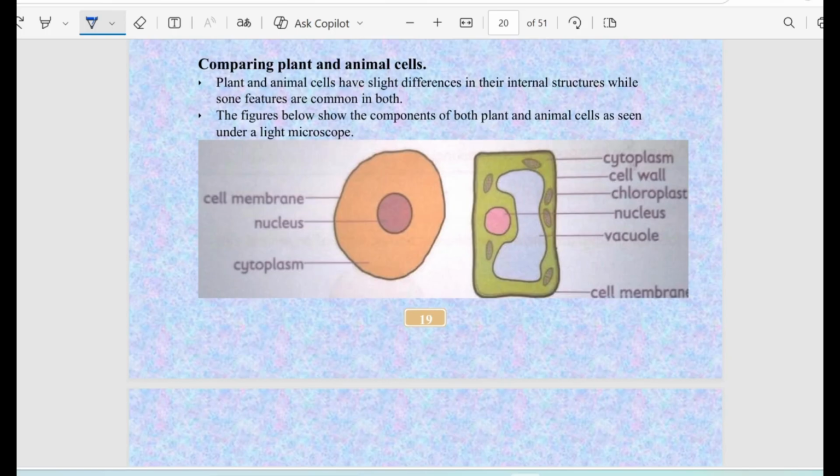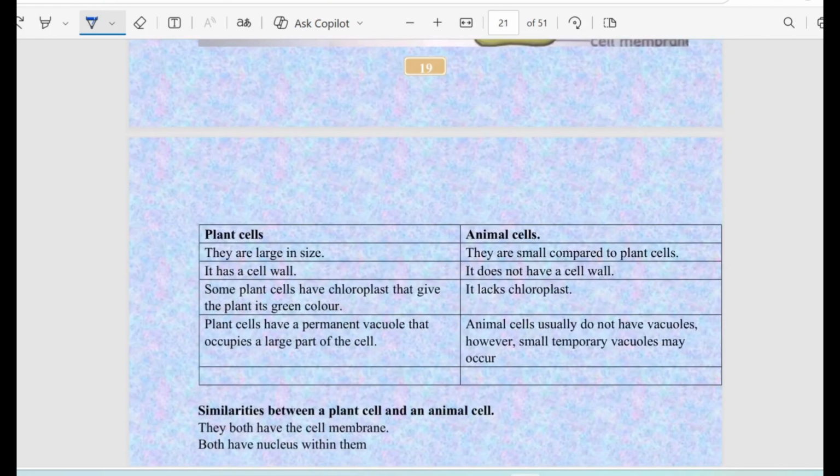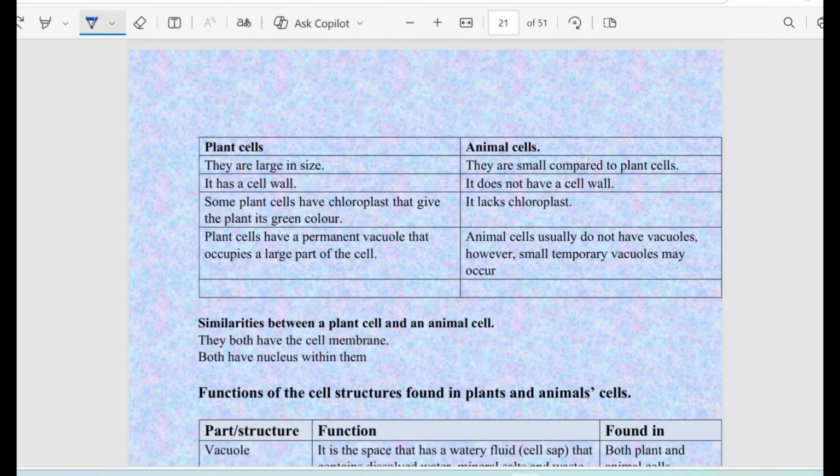Also, from the first diagram, you can see we don't have a vacuole, but under the plant cell, we have the vacuole. So let us analyze the differences. Plant cells are large in size, while animal cells are small compared to plant cells. You find that these animal cells are very small compared to plant cells.